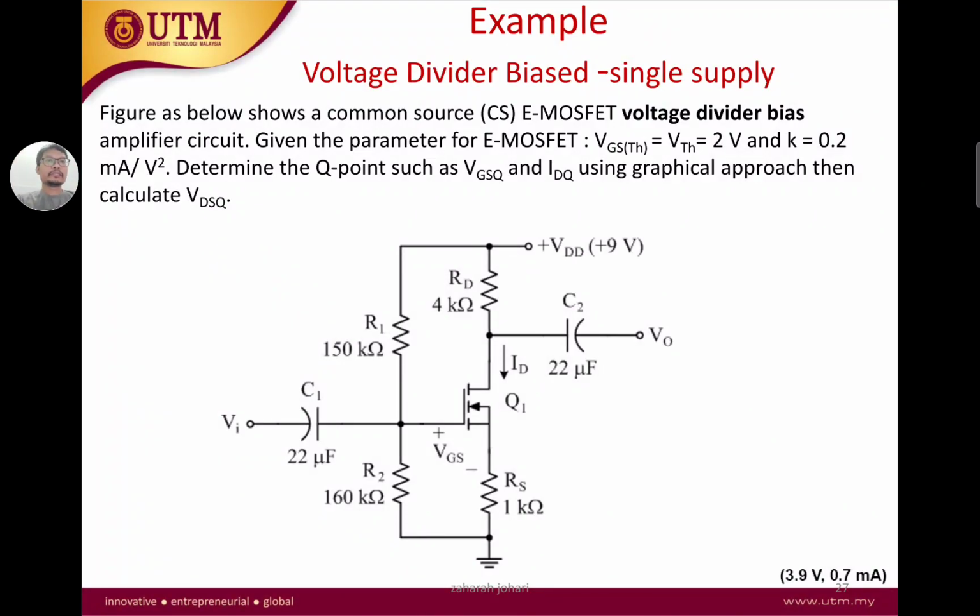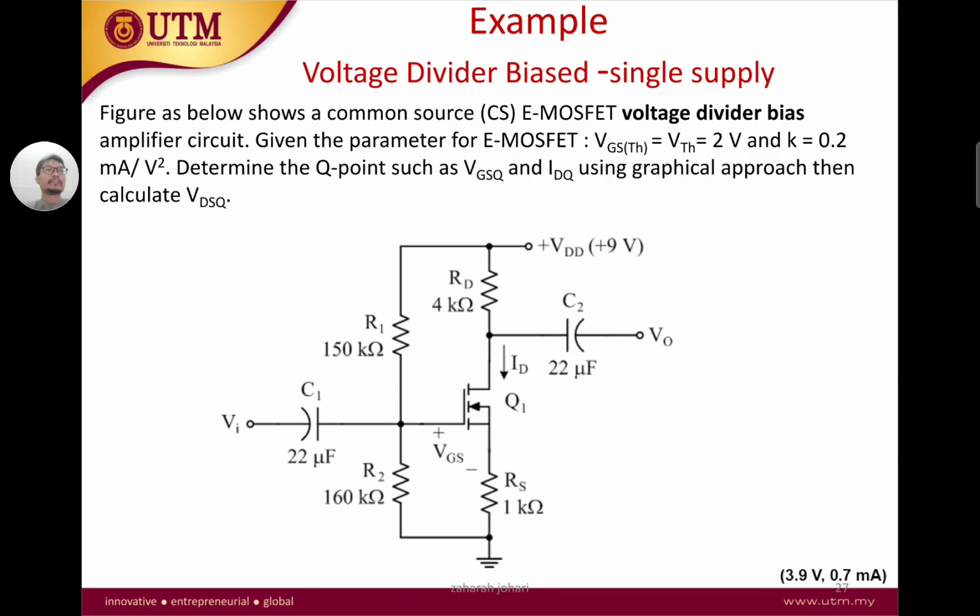Okay, hello everyone. So let's continue with the lecture here. In this part of the lecture, we are going to look at more examples on DC analysis for the MOSFET. In particular, in this week's lecture, we are going to look at the voltage divider bias. If you recall, previously we looked at the fixed bias, and now we're looking at a more stable circuit, which is the voltage divider bias.